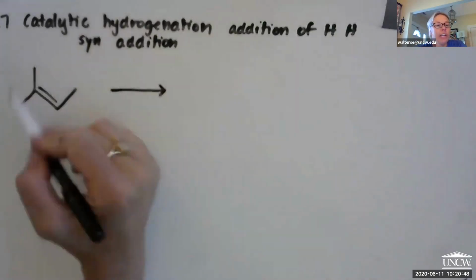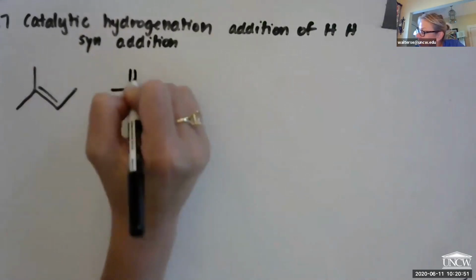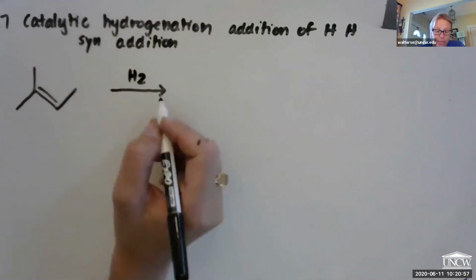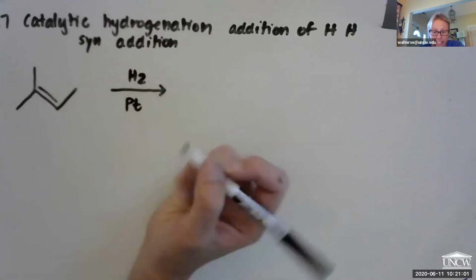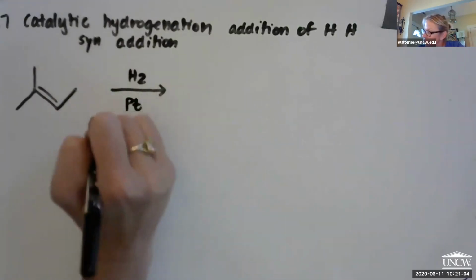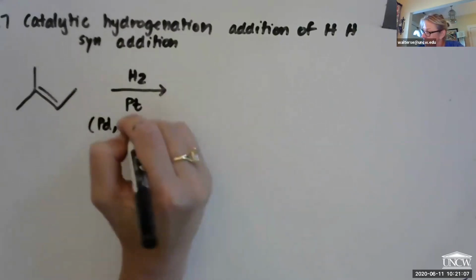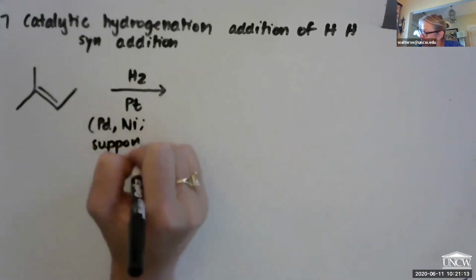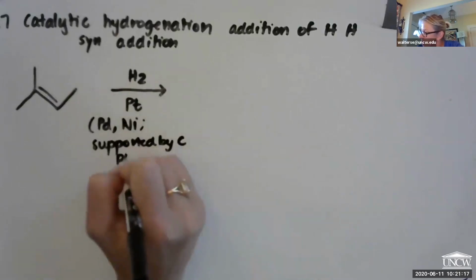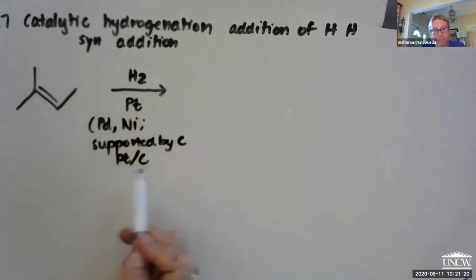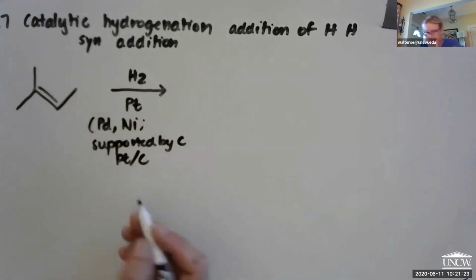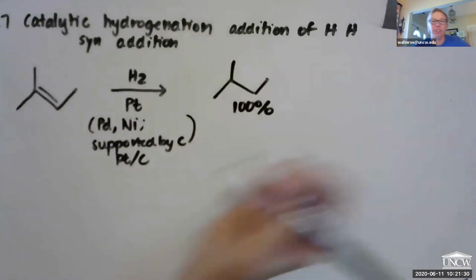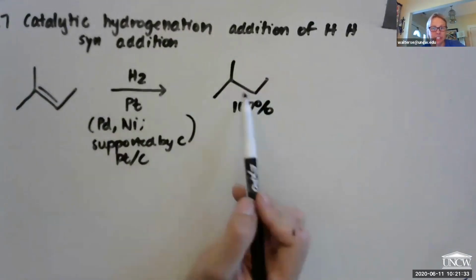Okay. So you have your alkene substrate. And then you use hydrogen, and that would be in the gas state. But what you need is a reactive surface. And so reactive surfaces are things like platinum. You could use palladium. You could use nickel. Sometimes these are written as supported by carbon, so that would be like Pt/C, platinum on a carbon surface. And these reactions go 100% to product, where you have, in this case, just an alkane.